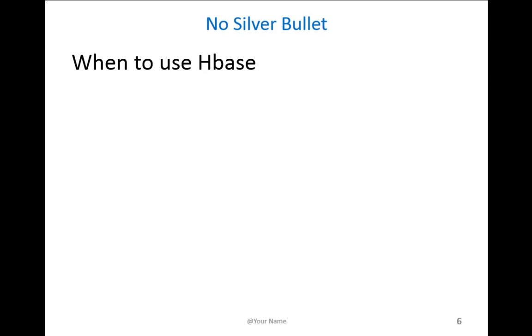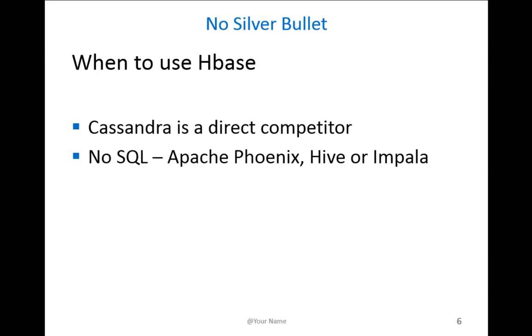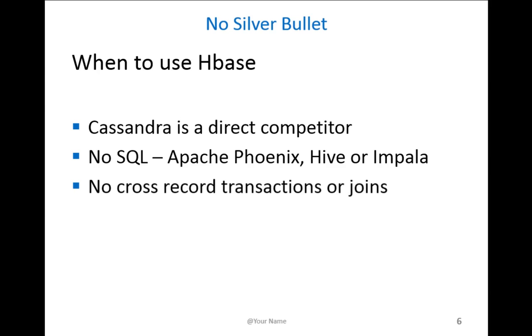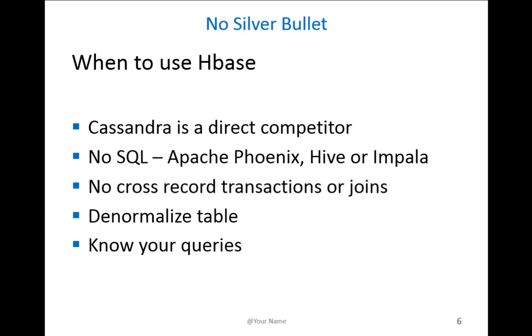HBase is not a silver bullet, so it's not going to help you solve every problem. We have to be cautious about when to use it. Cassandra is a direct competitor, you can say, but HBase has certain features that might be useful for certain cases compared to Cassandra. No SQL, but you can have SQL type queries if you use Apache Phoenix, Hive, or Impala. No cross-record transactions or joins, pretty much like with any other NoSQL database. So you're going to work mainly on a denormalized table, just like with Azure Table or Cassandra.